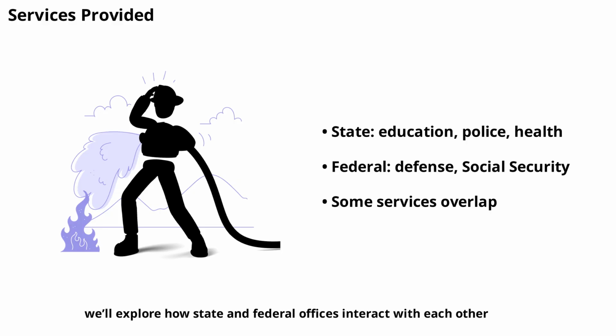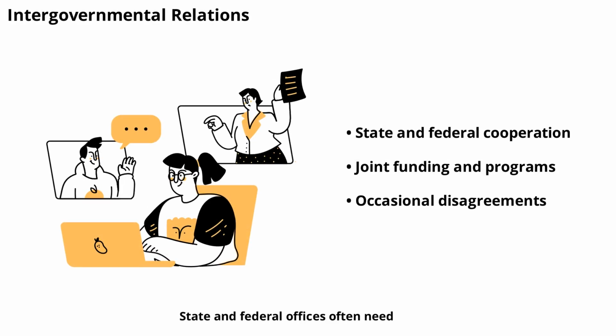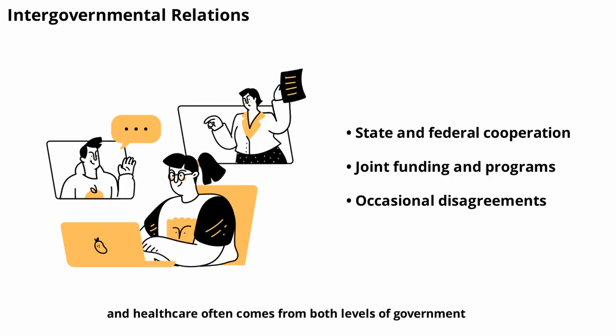Next, we'll explore how state and federal offices interact with each other. State and federal offices often need to work together to address complex issues. For example, disaster response usually involves both state emergency agencies and federal organizations like FEMA. Funding for highways, education, and healthcare often comes from both levels of government. These partnerships can sometimes lead to disagreements over who is responsible for what, but they are essential for tackling big challenges.